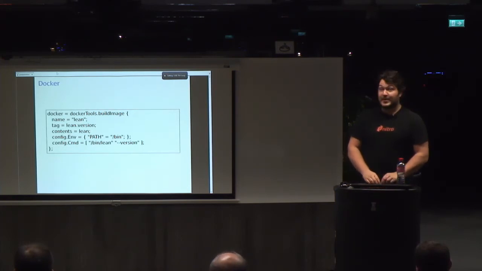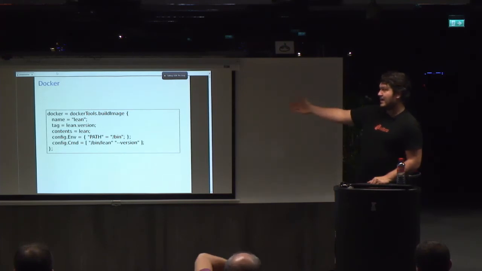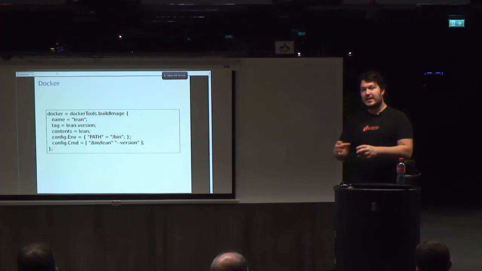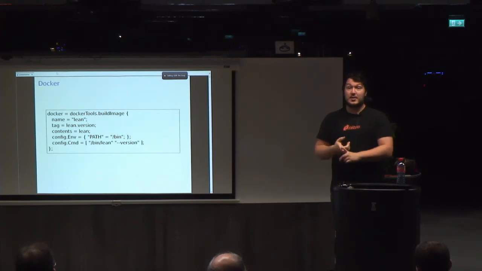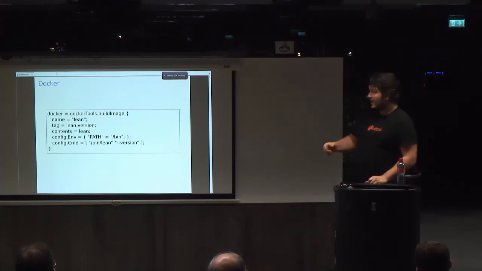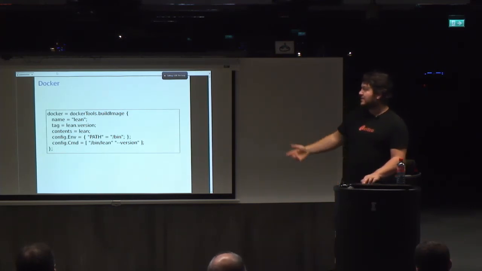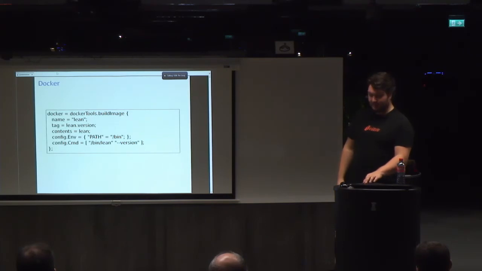You can also create Docker images very easily. In this case, I just specify a name, a tag, the contents, which are a package, and Nix will get that package, all the dependencies of that package, and put that in a Docker image. The Docker image will not contain Nix at all. I can specify Docker-specific commands in the configuration, so for example, I set the default command to run lean --version.